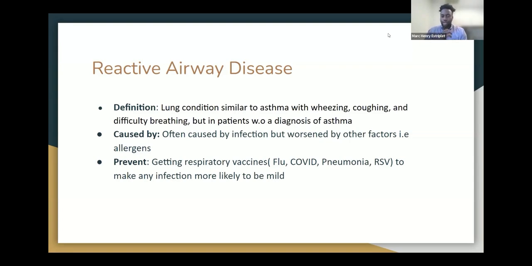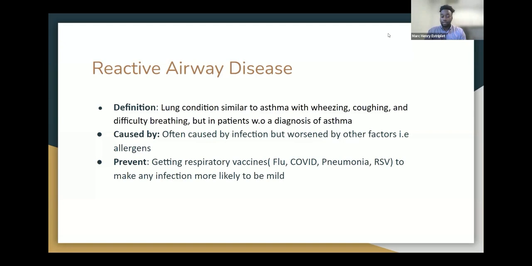Oftentimes, we'll see patients with reactive airway disease after having a respiratory illness. So patients will sometimes come in with the flu. They will then afterwards have some difficulties breathing and have reactive airway disease even after their flu has passed and they feel better from that. Their breathing may not be fully back to where it was before and have some component of reactive airway disease. And then an allergen on top of that will make it even more difficult and uncomfortable to breathe.